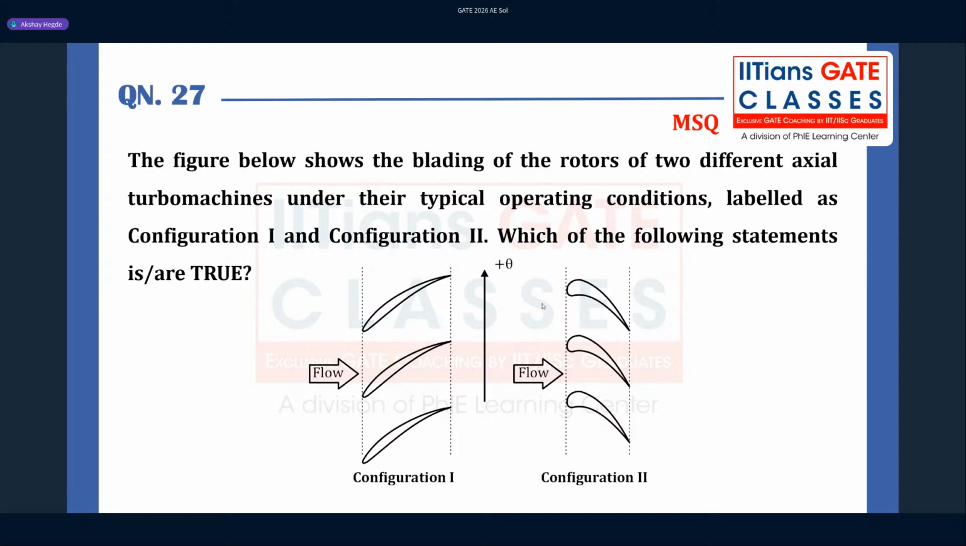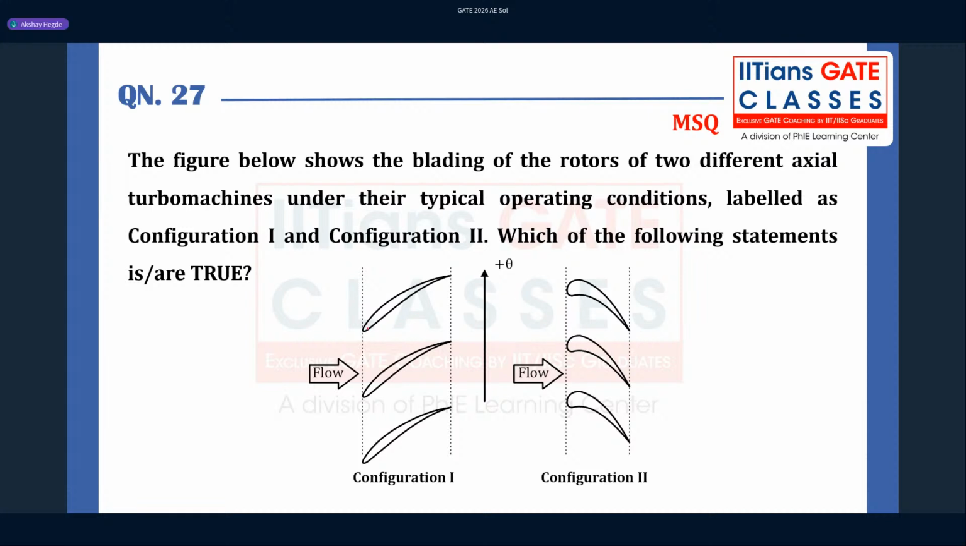Okay, yeah. So this one again, very interesting question. The figure below shows the blading of the rotors of two different axial turbo machines under their typical operating conditions, labeled as configuration 1 and configuration 2. Which of the following statement or statements is or are true? Again, it's a multiple selection kind of question. What do we have here?